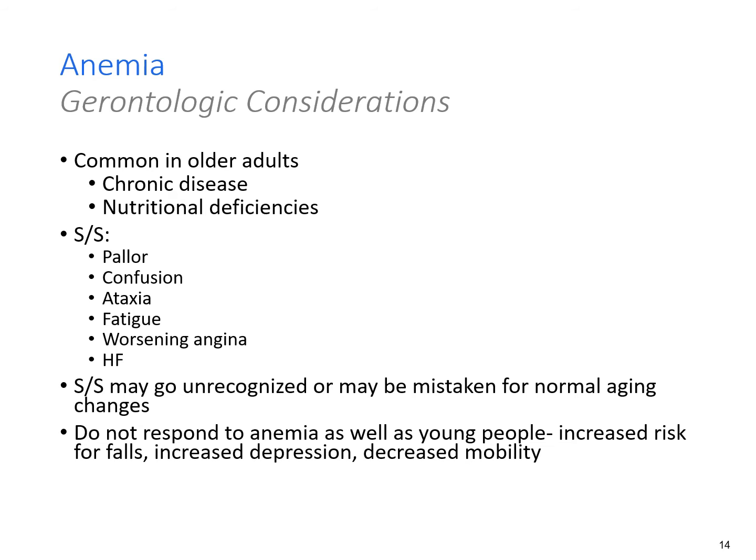So signs and symptoms may go unrecognized or may be mistaken for normal aging changes. And unfortunately, older people do not respond to anemia as well as young adults, because they have increased risk for falls, they have increased depression, and they have decreased mobility. So all of that is something that you as a nurse have to make sure that you're targeting, to make sure that you are providing your patients with the best nursing care that you possibly can. So for a fact, you know that diet for them is a really, really big deal. So you want to make sure that you're really, really watching everything.